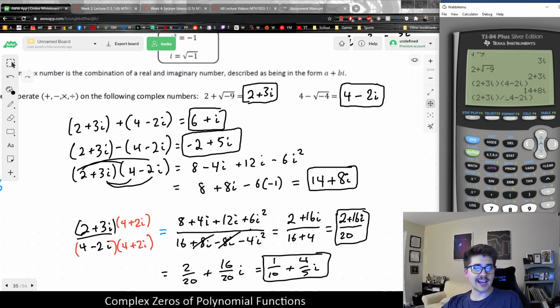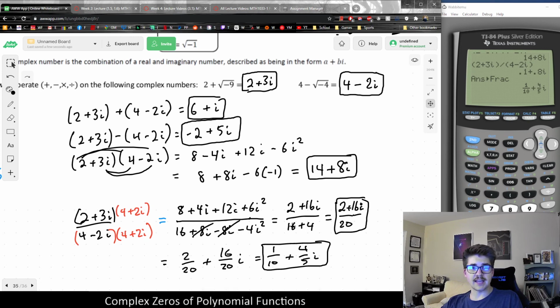And let's just make sure I did not screw it up. If I divide this with a calculator, I get 0.1 plus 0.8i. And I can always change this to a fraction by going into the math menu. If you hit enter on the fraction, it will turn your answer to a fraction, and I could just check to see if I did all that math right. What I get is 1/10 plus 4/5 i. Cool. Anyways, that's kind of a review of the complex number system and how it works.